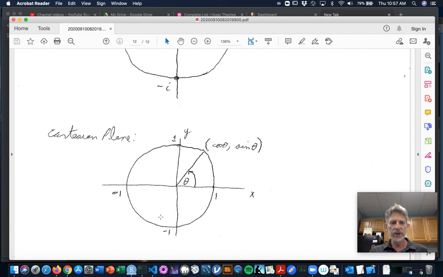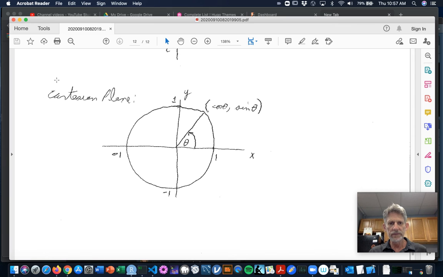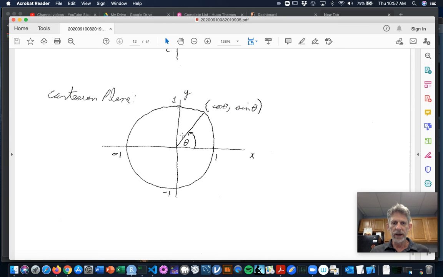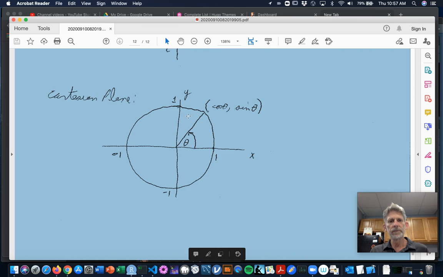I want you to think back to the Cartesian plane, okay, with the unit circle. And if you have a theta radians there, you know that by definition, the coordinates of the point where you meet the unit circle are cosine of the angle, sine of the angle. That's in the regular xy plane.